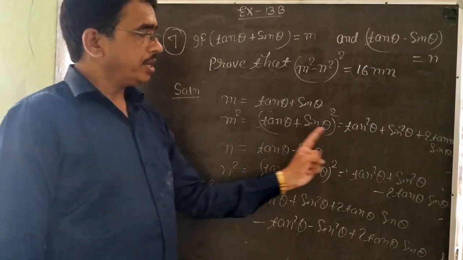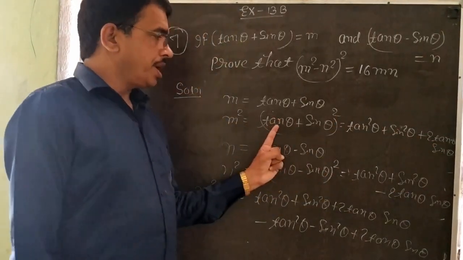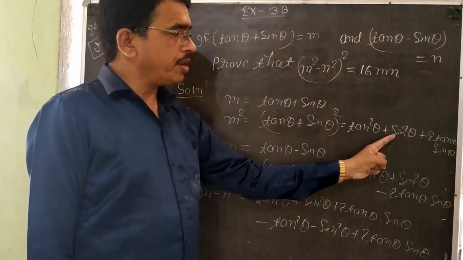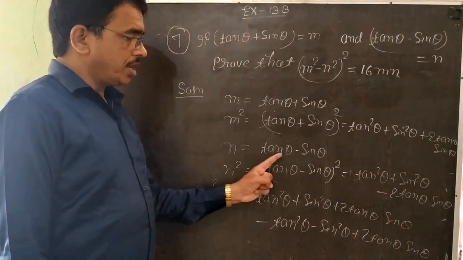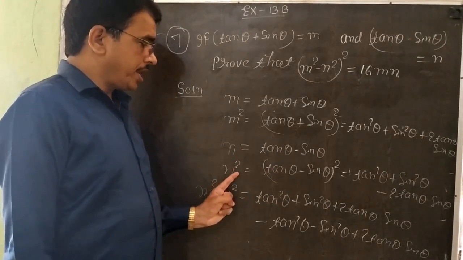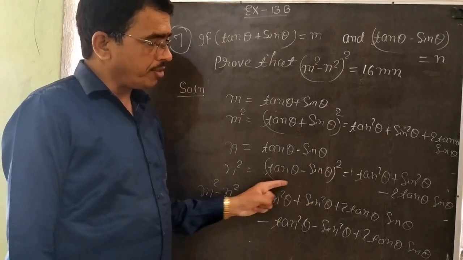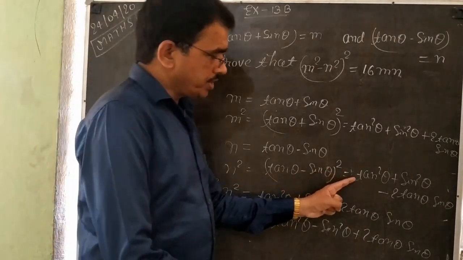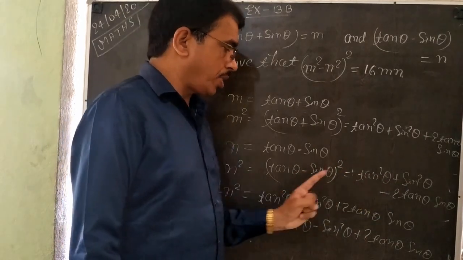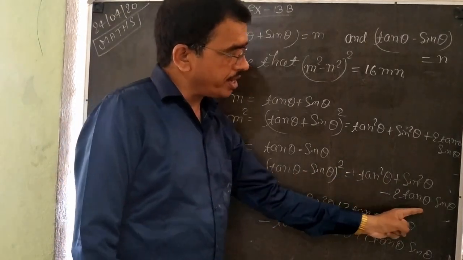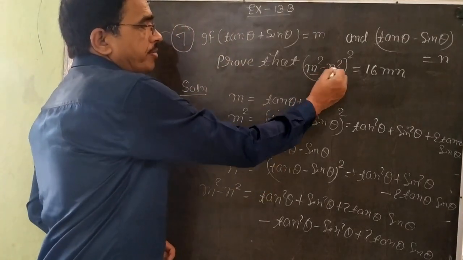So right here, tan square plus sin square plus 2 tan theta into sin theta, because (a plus b) whole square is a square plus b square plus 2ab. Similarly, n is equal to tan theta minus sin theta, then n square is (tan theta minus sin theta) whole square, which is a square, that is tan square, plus b square, that is sin square, minus 2 tan theta into sin theta. And the last step is m square minus n square.